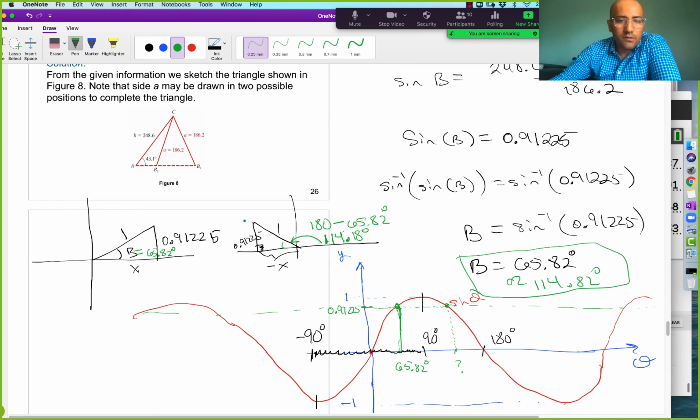Questions? And then of course that means that 65.82 degrees is the reference angle of this triangle in quadrant 2. This one is quadrant 1, and this one's in quadrant 2. Any questions at all?